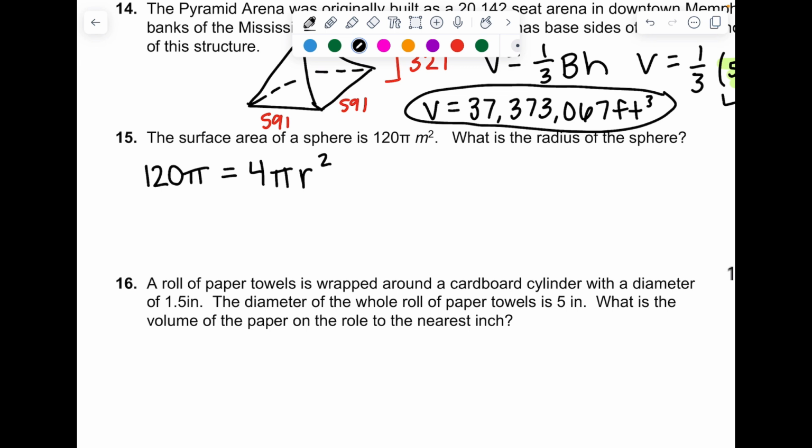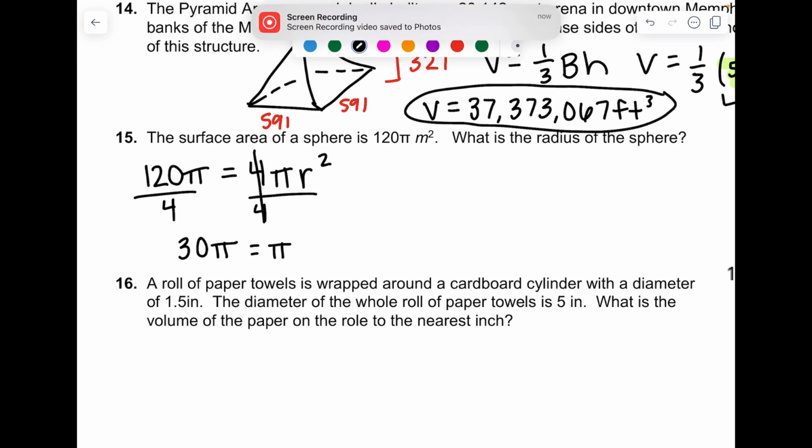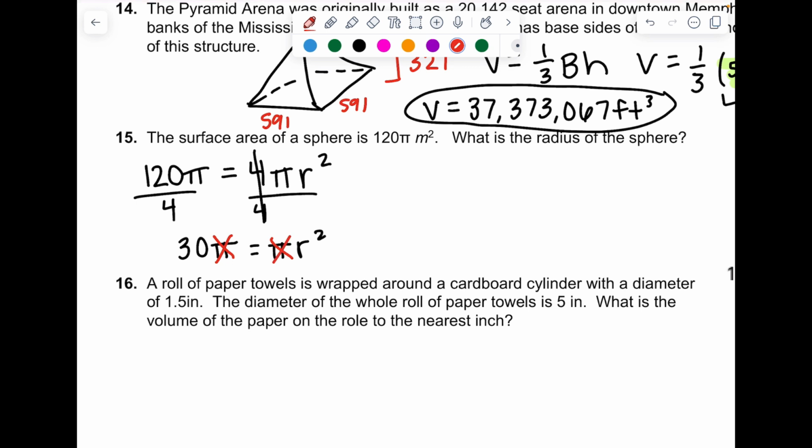So let's start by getting rid of this 4. Divide by 4 on both sides. So 120 divided by 4 is 30 pi equals pi r squared. And now we can divide by pi on both sides, and that will get rid of our pi's. Those will cancel. And then we're left with r squared equals 30.